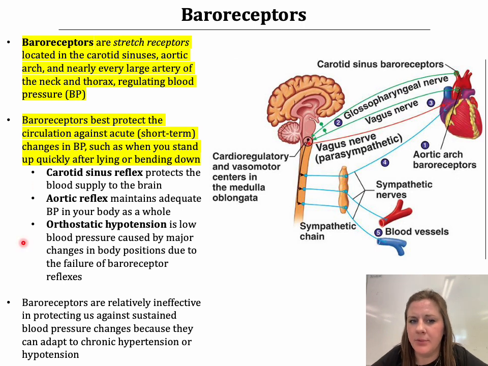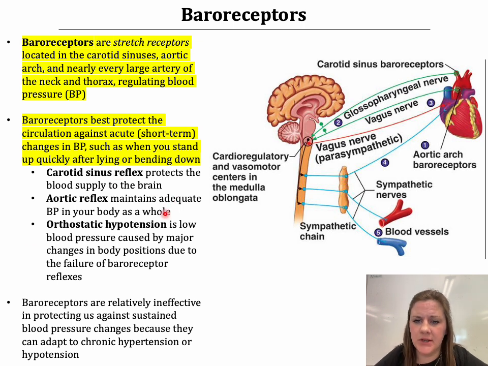Baroreceptors are best at protecting the circulation against short-term or acute changes in blood pressure. If you're lying down and you get up really fast, or you bend over tying your shoe and then stand up really fast, that shift in blood flow and blood pressure activates the baroreceptors to protect that circulation and make sure it's adequate through that transition.